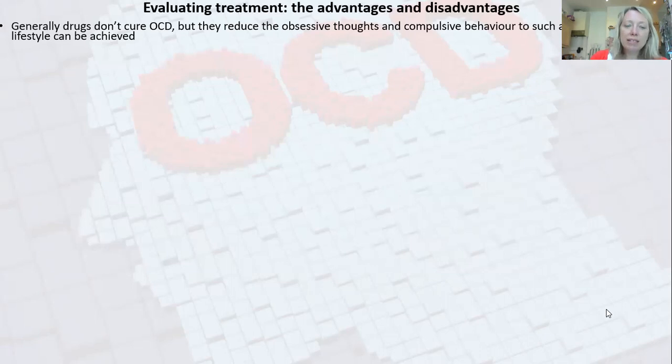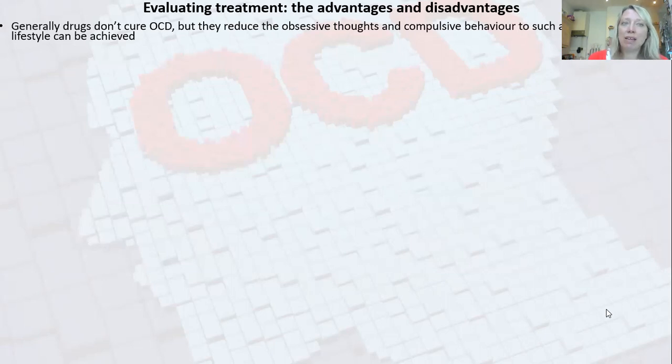Okay, so let's have a look at some of the other things you might need to consider when you start evaluating OCD and the biological approach to treating OCD. So all of the points on this slide need to be remembered, and you need to use them to actually help you evaluate the positives, the strengths and the weaknesses to the biological approach for treating OCD.